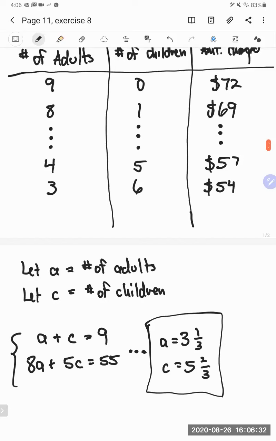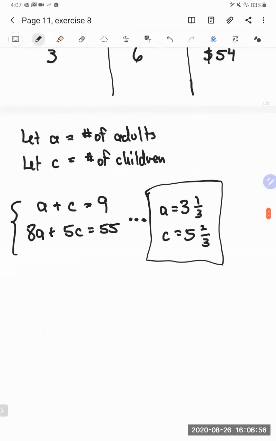But it corresponds nicely to what we saw in the chart that we made up here, right? Because if we had 4 adults, the price is too high. If we have 3 adults, the price is too low. So the number of adults should be somewhere between 3 and 4. And sure enough, the number of adults would have to equal 3 1/3 in order for this to work out. Anyway, so the answer is no, this is not possible.